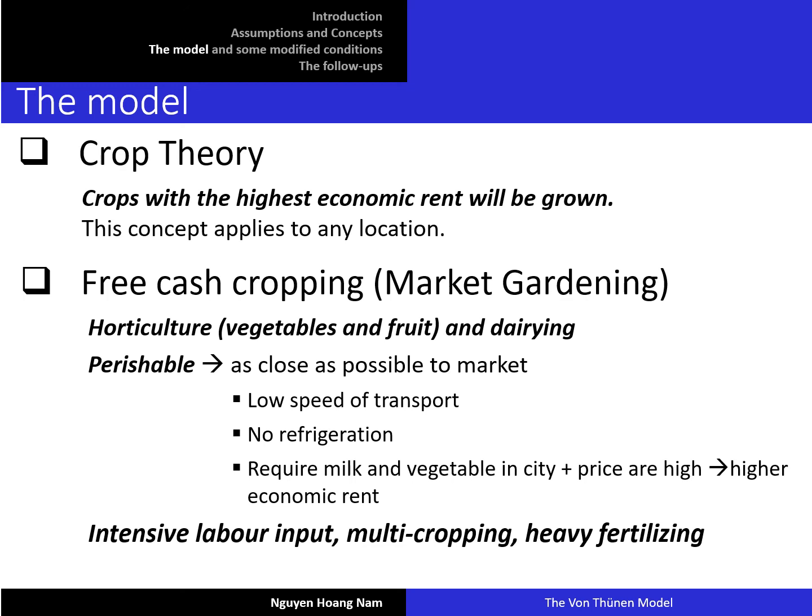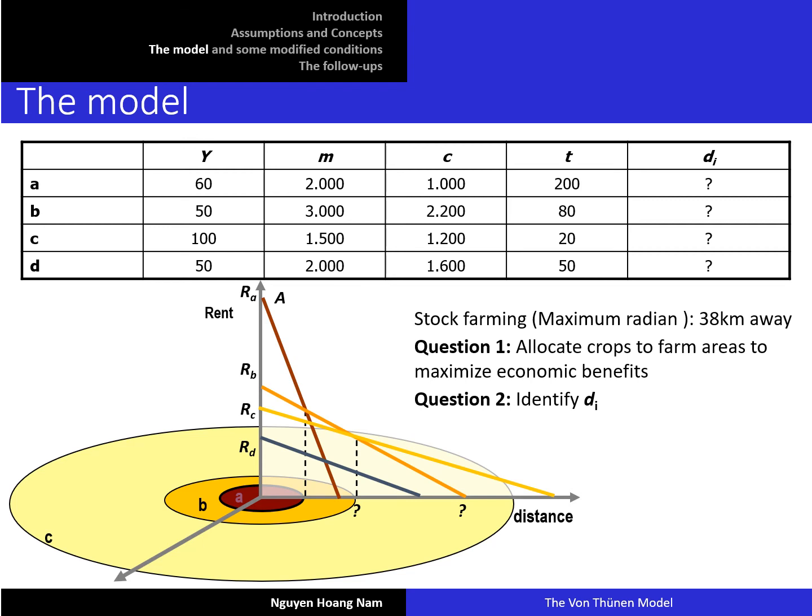Intensive labor input, multi-cropping, and heavy fertilizing would stay closer to the city center. Alright, so after my explanation, and hopefully you have understood the von Thunen model, let us refresh with some exercises on the model.